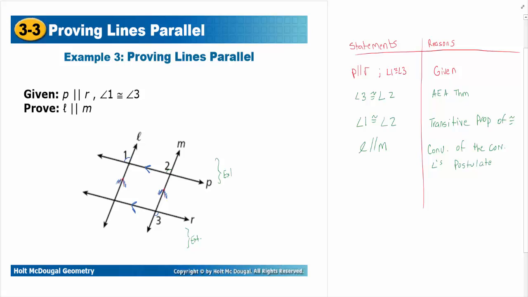Look, 1 and 2 are corresponding angles with L and M. Since they're corresponding angles and we've shown that they're congruent, the converse of the corresponding angles postulate is my reason for saying now that they're parallel. As you do proofs, keep a reason sheet. Keep track of these. We'll be using the same types of theorems and properties quite a bit.